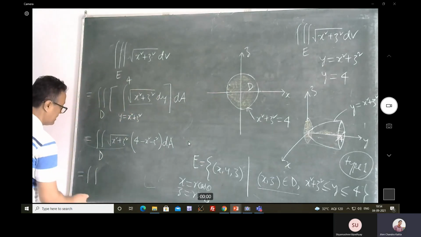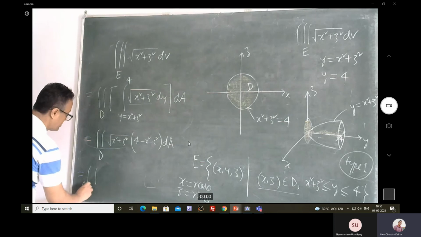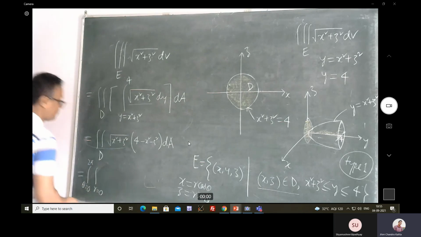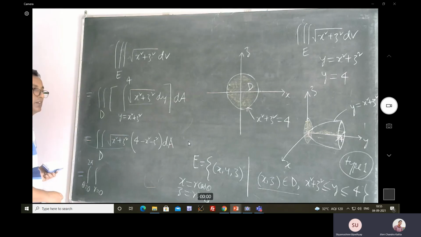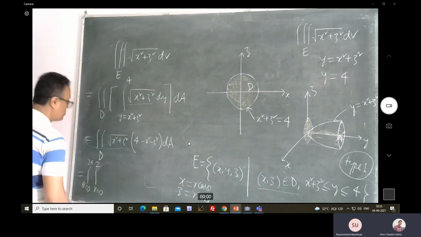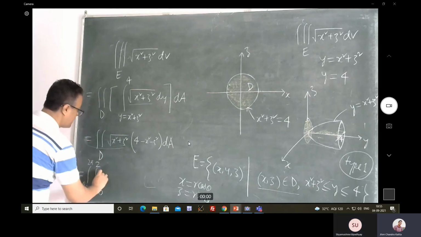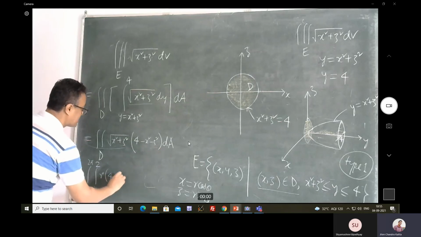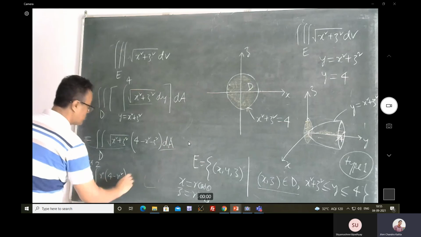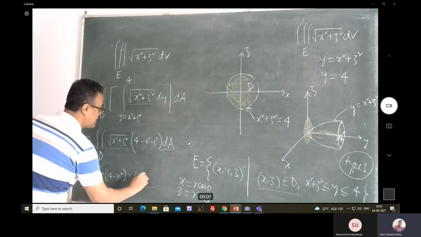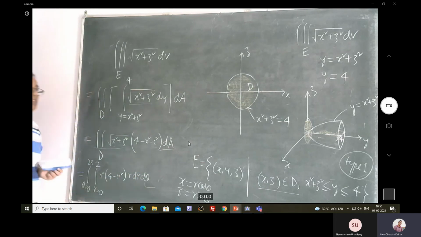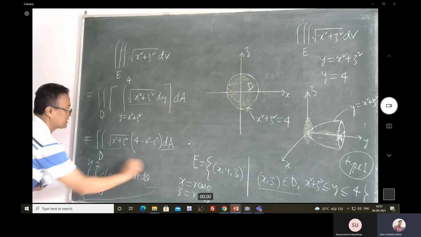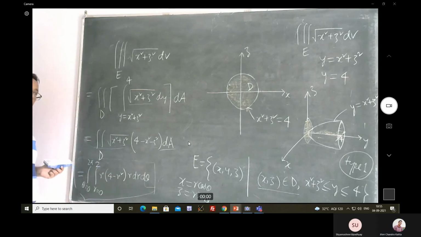Your theta is going to go from 0 to 2 pi, and r is going to go from 0 to 2, and then this is going to be simply r. This is going to be 4 minus r squared, and dA is going to be r dr d theta. Is it okay? Fine. And this is much easier to integrate, isn't it?